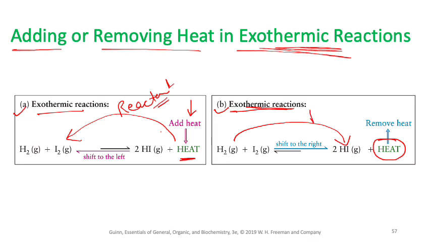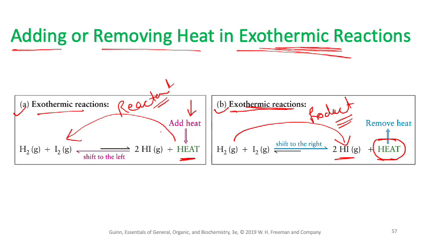So that means the reaction will go towards the product side. To counterbalance this removal of heat, they have to make more heat, right? And because the reaction is exothermic, whenever the reaction goes toward the product side, it will release heat. So that's why it basically favors the product side.